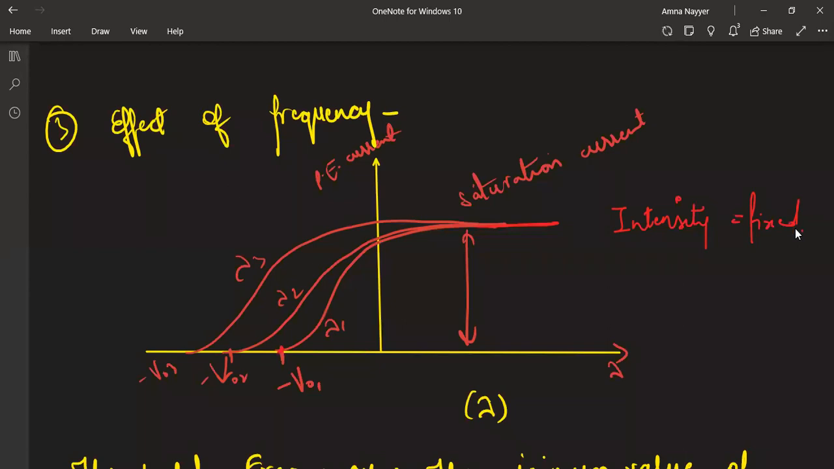Intensity is kept fixed over here. So what is happening when you are keeping intensity fixed? All the currents will reach one point, the saturation point. And here now the potential will be different because frequencies are not fixed.